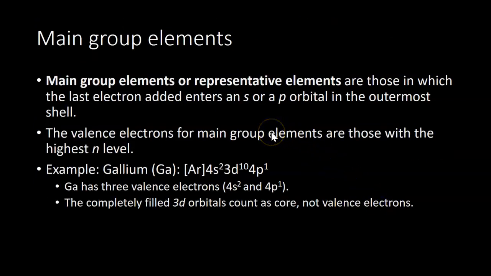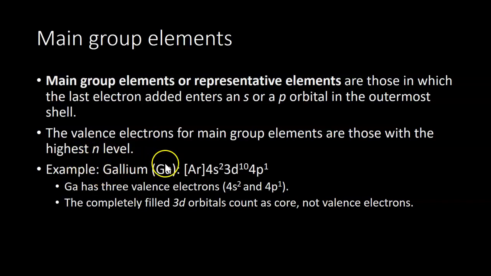Okay, so a little bit more about the periodic table itself. We have different words to describe the elements in different regions of the periodic table. We refer to main group elements, also called representative elements, and those are the ones where their outermost electron, or their last electron added, is going to go into an s or a p orbital. So they're found in the s or the p block of the periodic table. And these follow our rule for valence electrons, where their valence electrons have the highest n level.